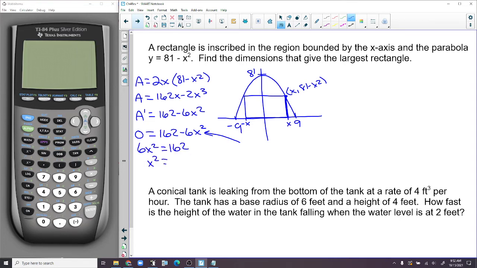All right, x squared is 27. So x is 3 square root of 3. I'm not going to worry about plus or minus because we're not worrying about negative distances on story problems, negative lengths. We don't deal with that. All right, so find the dimensions that give the largest rectangle. It's 3 square root of 3 by, now if I plug square root of 27 back into here, that becomes 27, and that's 54.